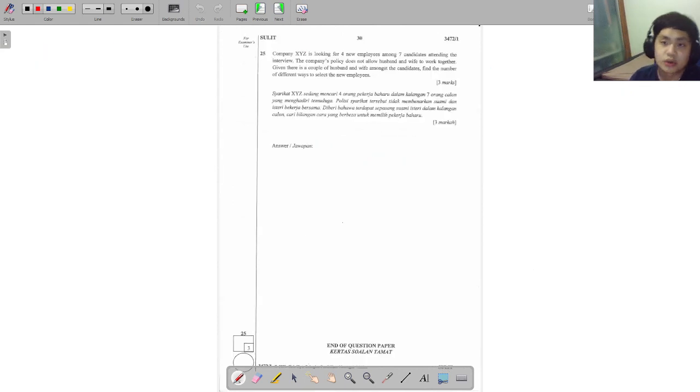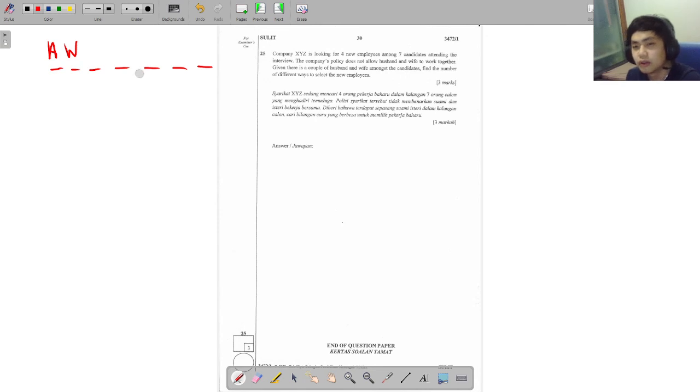Last question. So company XYZ is looking for 4 new employees among 7 candidates attending the interview. The company's policy does not allow husband and wife to work together. Given there is a couple of husband and wife, a couple are one. So find the number of different ways to select the new employees. So 1, 2, 3, 4, 5, 6, 7. So there is a husband and wife, so H and W, right?